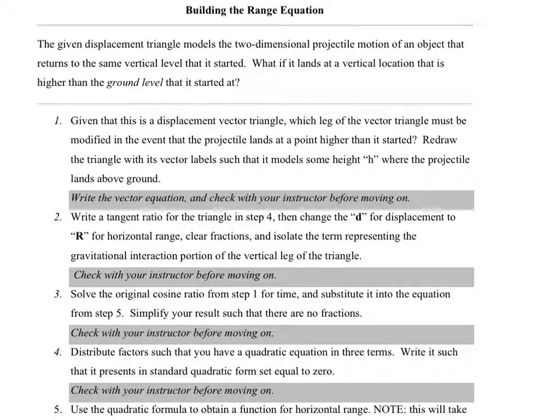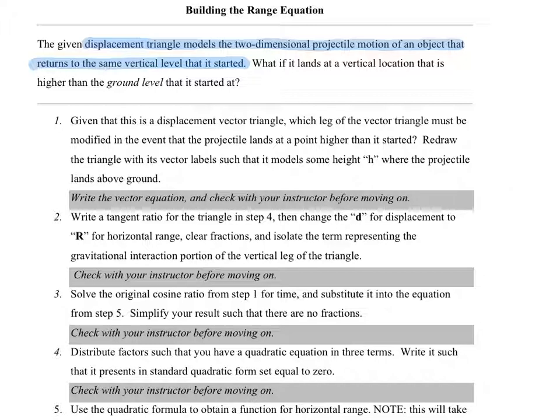So up here, just say, this displacement triangle models two-dimensional projectile motion of an object that returns to the same level that it started. All right. So the standard classical range equation refers to that and that alone. And if you wanted to have a range equation that referred to any other path besides returning to the same elevation that it started at, you would have to modify the range equation.